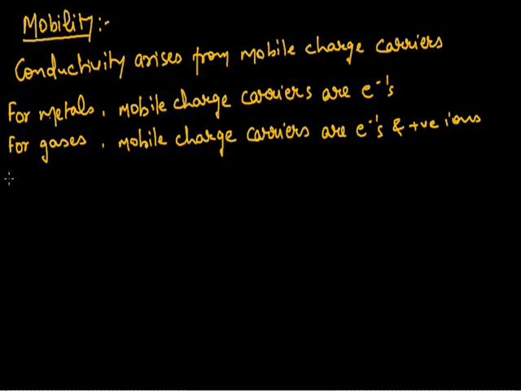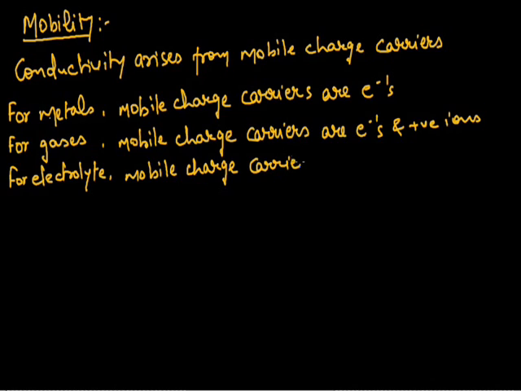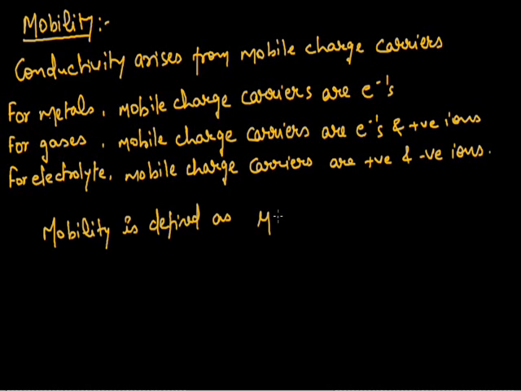For electrolytes, mobile charge carriers are positive and negative ions. Mobility is defined as mu equals drift velocity upon electric field. Drift velocity divided by electric field is defined as mobility.